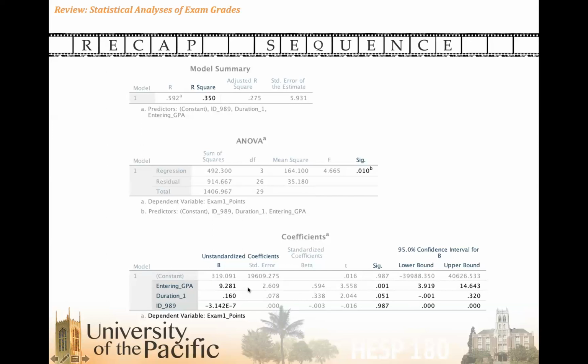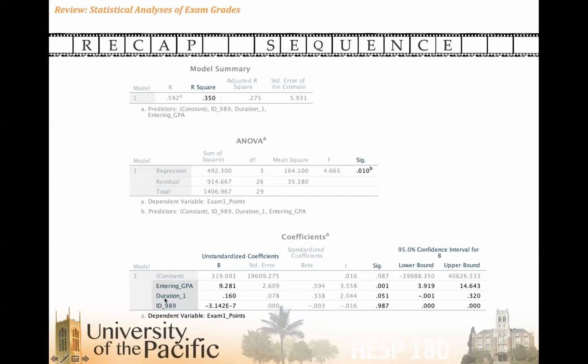correlations. So the legitimate definition of this p-value: there is a 0.1% chance that you would have observed an effect this big, this extreme, or more extreme if the null hypothesis were true. Now, the null hypothesis is that GPA and exam grade have nothing to do with each other.